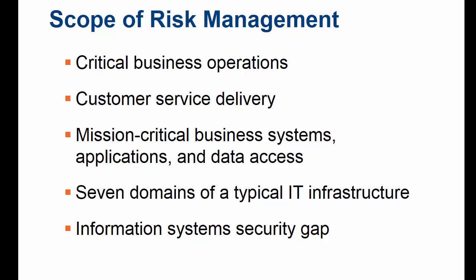So the scope of a risk management plan involves critical business operations, customer service delivery, mission-critical business systems, applications, and data access, seven domains of a typical IT infrastructure, and information system security gap. So the critical business operations, if you work in an organization currently while going to school, you'll know that there are some critical business operations that need to be identified.